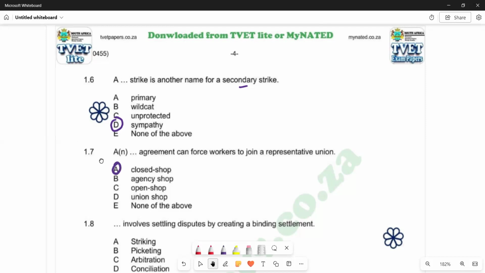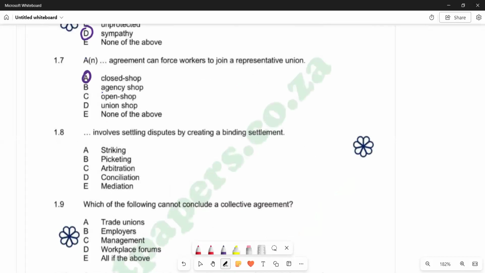Then we go to 1.8. 1.8 is saying dash involves settling disputes by creating a binding settlement. A, you have got striking, B, picketing, C, arbitration, D, conciliation, E, mediation. According to the responses that we are having there, arbitration is the correct answer. Obviously, we need to understand exactly what arbitration involves. Arbitration is when a dispute is submitted by agreement of the parties to one or more arbitrators who make a binding decision on the dispute. So the element of being binding is inside the explanation of arbitration. So arbitration becomes the correct answer that we have there.